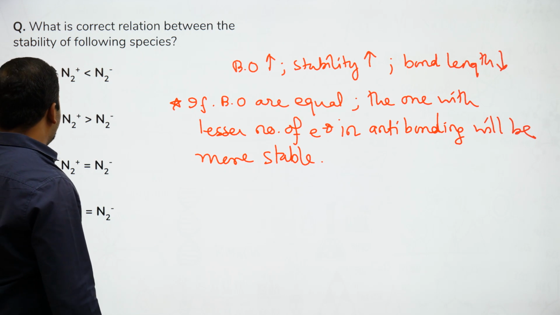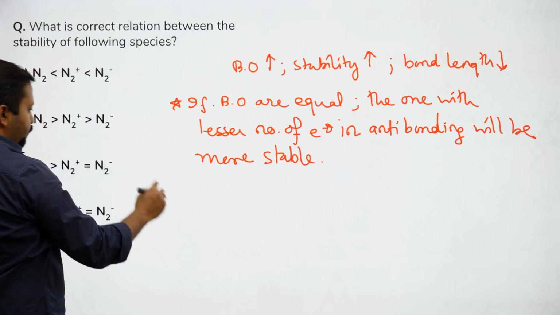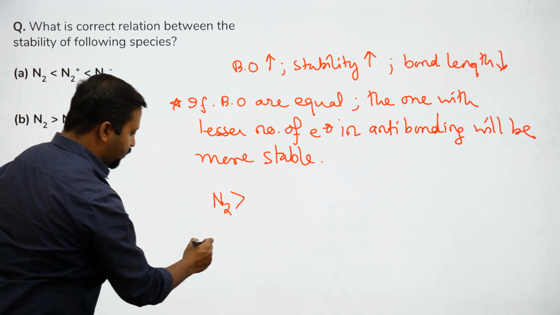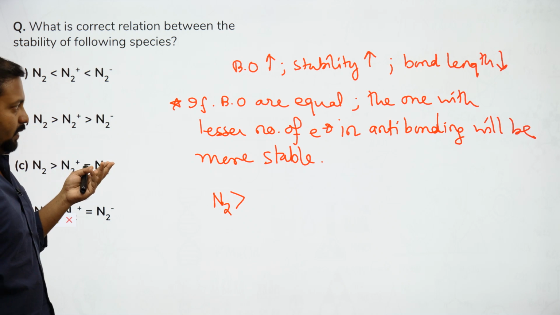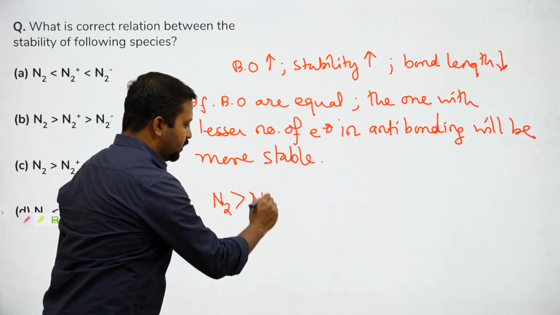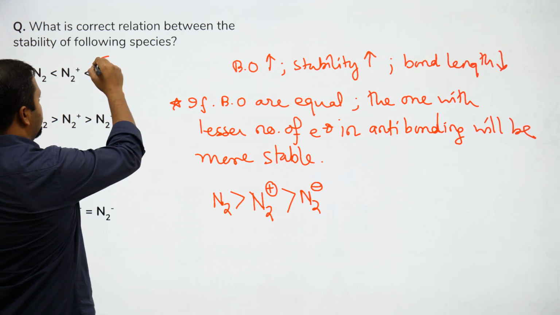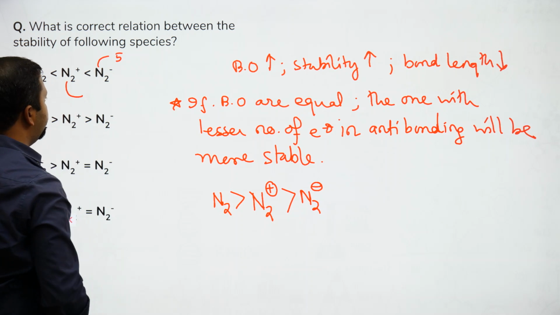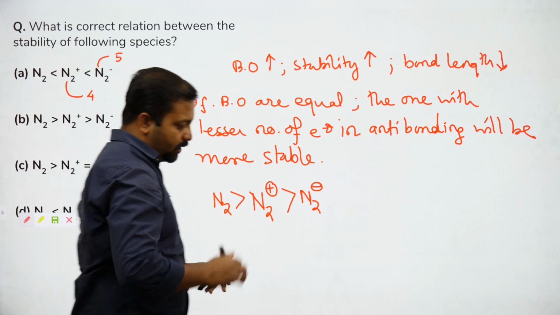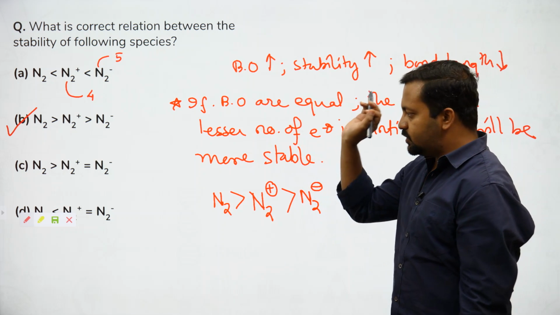If we look at all of these, in N2 the bond order is highest. So I obviously know that N2 would be most stable. If bond orders are equal, the number of anti-bonding electrons in N2 minus will be more than the number of electrons in the anti-bonding molecular orbital of N2 plus. So the order should be N2 plus, then N2 minus, because how many electrons are in anti-bonding? Anti-bonding will have 5 electrons. In this case, anti-bonding will have 4 electrons. Most of the students will write C, but the correct answer is B. Okay, the correct answer is B.